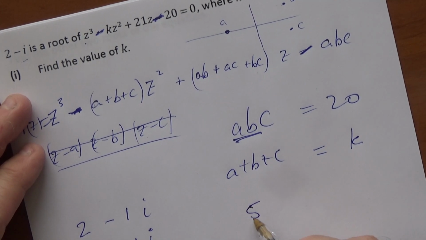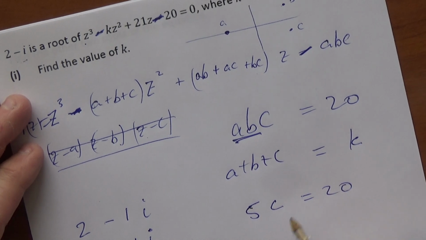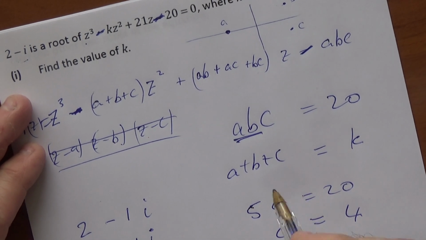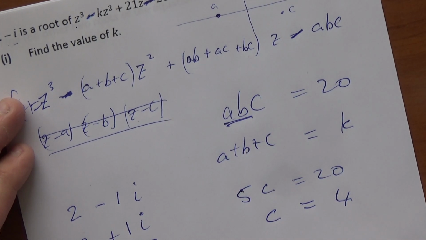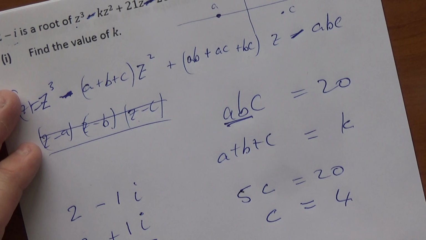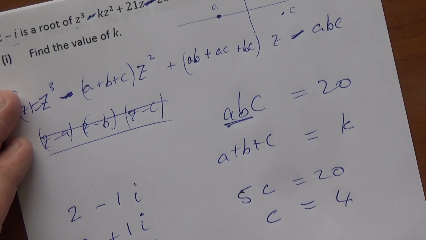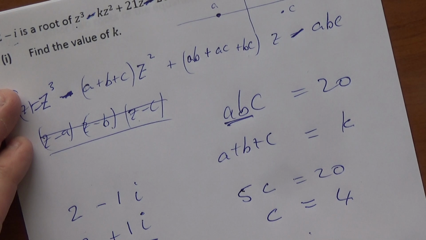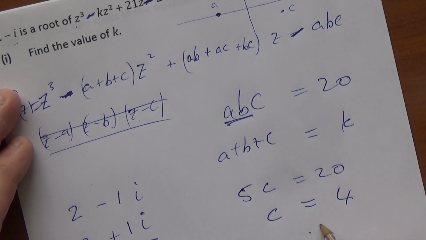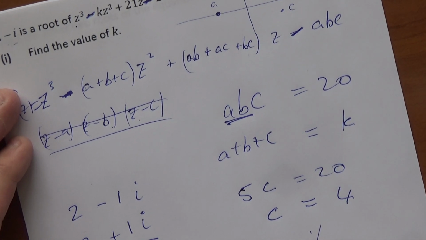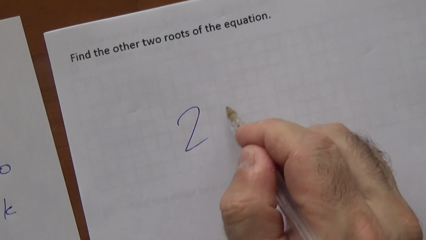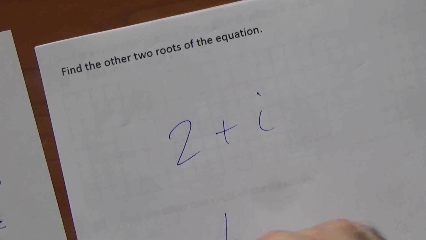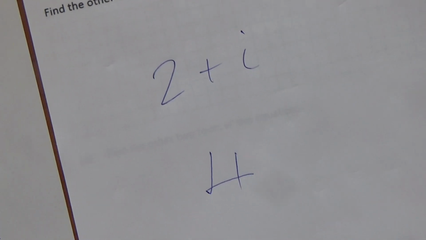So now I have 5 times the third root equals 20. So the third root equals 4. Now that's the answer to the next bit, but we need it quickly to fill in here. That tells us that 2 minus i, 2 plus i and 4 add together to give us k. The imaginary parts cancel when you're adding, so you get the k value equals 8. Okay. Now the other two roots were 2 plus i and 4, and they were calculated in the process.